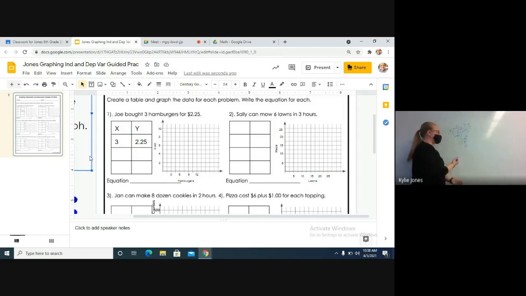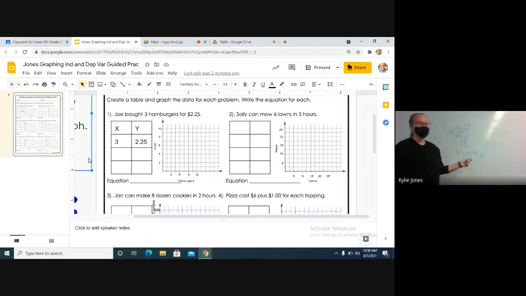75 cents, right? 75 cents per hamburger. So when we write our equation, the money, our y value, depends on how many hamburgers we buy, right? 75 cents times the number of hamburgers. 75 cents x, right? Oh, I did it wrong. I did 60 cents. So each hamburger costs you 75 cents.